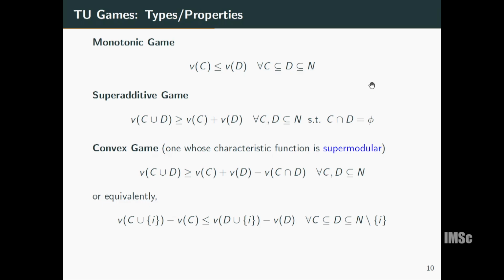This is fine. Does the converse happen? Not necessarily, because this condition is satisfied only for those subsets which are disjoint. If the sets are not disjoint, you can easily come up with an example where this condition is not satisfied. So you can easily come up with a case where this is satisfied but this is not. It's easy to see that every convex game is a superadditive game.